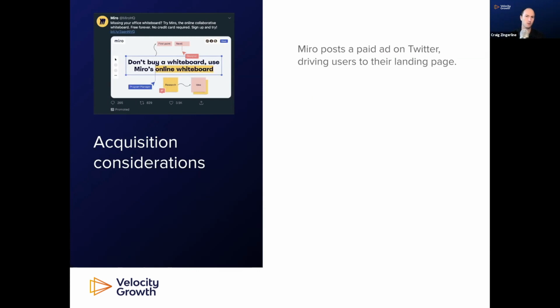Now, when we're thinking about acquisition, we need to think through, again, kind of this sequence that happens. So I use Miro a lot in examples. Miro posted a paid ad on Twitter. They drive users to their landing page. What are they trying to achieve when they get their user to the landing page? And trust me, they've got a very strong point of view on what they're trying to achieve. For you, what does that mean to your user or buyer journey?